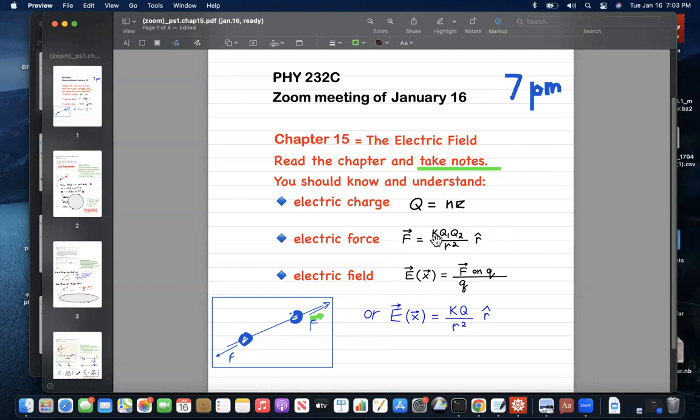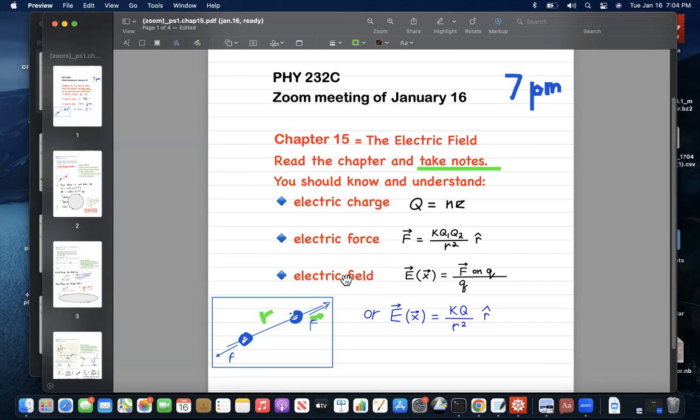K is a universal constant. It's the same for any two charges in the universe. Q1 and Q2 are the charges, which are measured in coulombs. R is the distance. Think of these as little spheres. So R would be the distance between the two spheres, between their centers. You'll have to know the value of K, and you can look that up in the book.